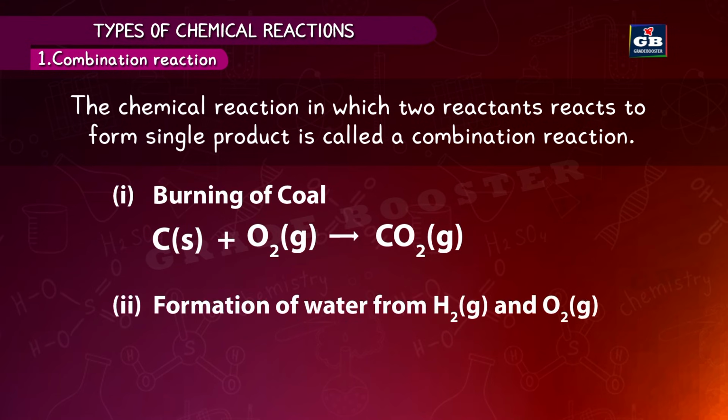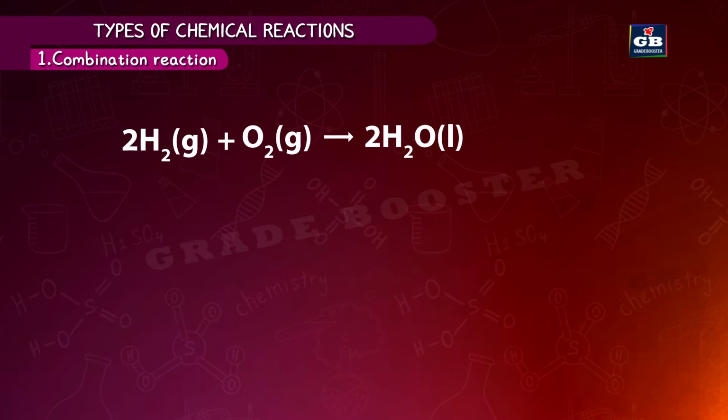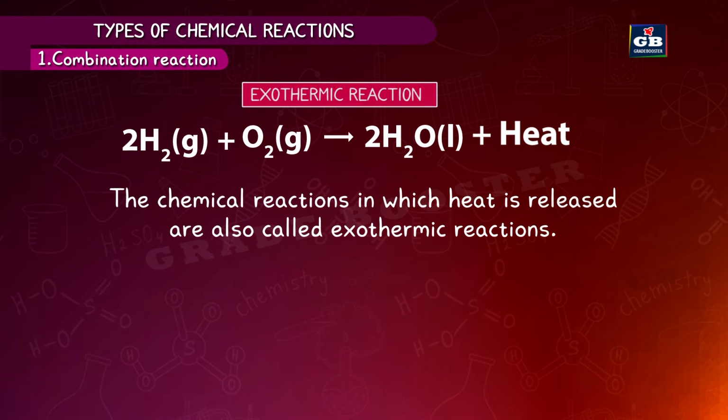And second one, formation of water from H2 and O2. 2H2 plus O2 gives rise to 2H2O. Hydrogen plus oxygen gives rise to water. Here also 2 reactants, hydrogen and oxygen, are combining to form a product, water. So in this particular reaction, heat is also released out. The chemical reactions in which heat is released are called exothermic reactions.